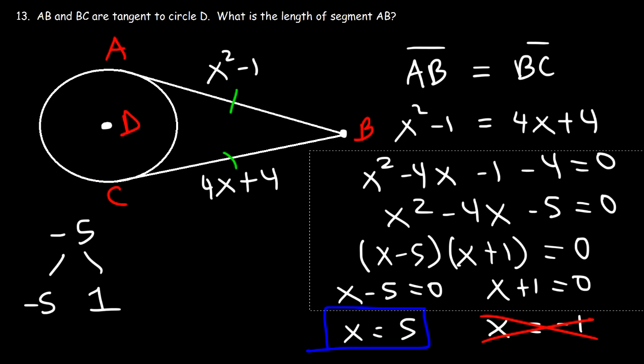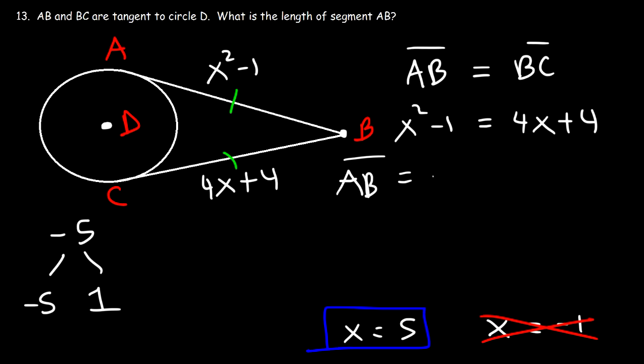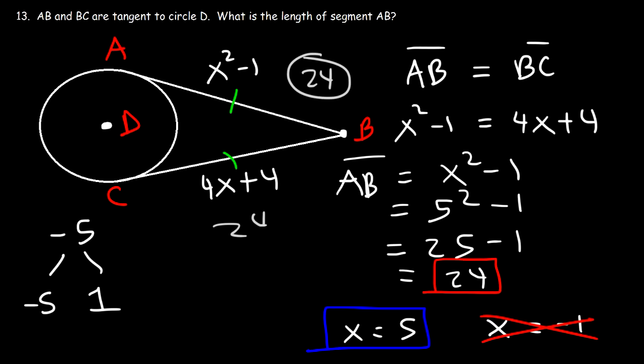So if x is equal to 5, what is the length of segment AB? AB is equal to x squared minus 1. And so that's going to be 5 squared minus 1. 5 times 5 is 25, and 25 minus 1 is 24. So AB is 24 units long. And the same is true for BC. It's also 24 units long. And that's it for this problem.